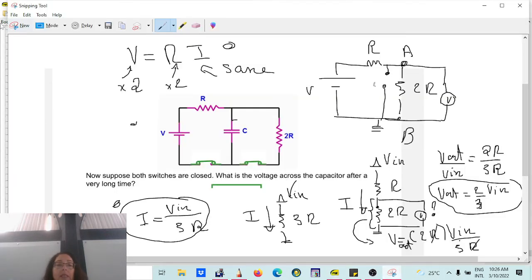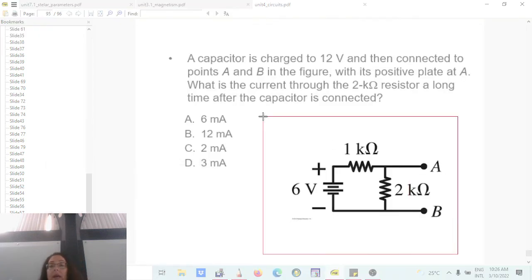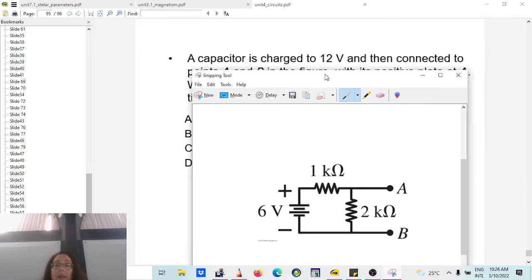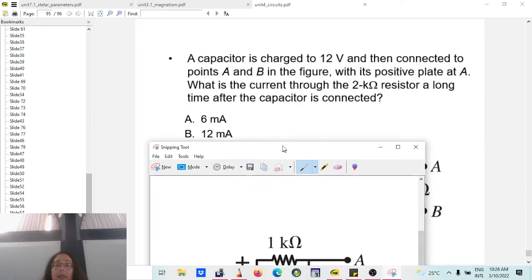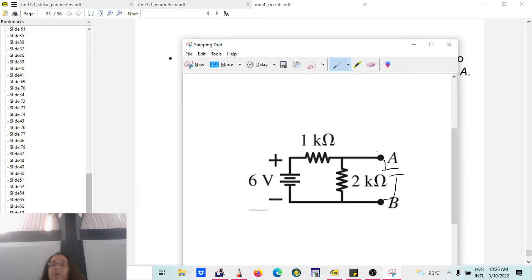So this looks tricky if you don't know how it works, but. They connect a capacitor here between A and B. And the capacitor is charged with 12 volts, so you have a 12 volt source and you charge your capacitor to 12 volts. So after a while, your capacitor is here. You disconnect here and it's going to be 12 volts. And then you connect it here.